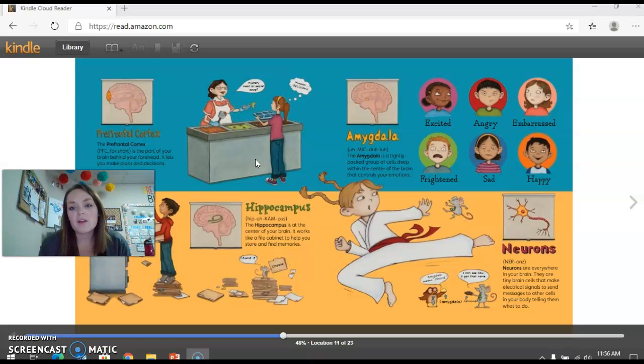The amygdala is a tightly packed group of cells deep within the center of the brain that controls your emotions. Excited, angry, embarrassed, frightened, sad, or happy. Neurons. Neurons are everywhere in your brain. They are tiny little brain cells that make electrical signals to send messages to other cells in your body telling you what to do.